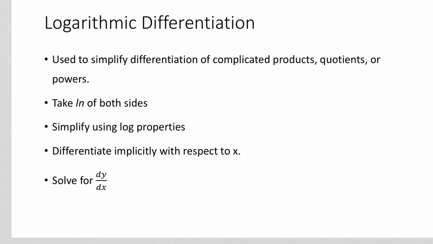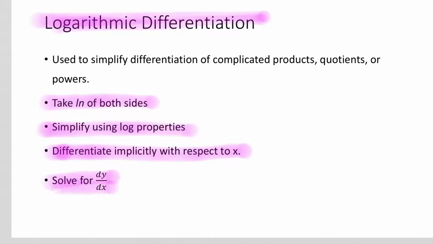So the next tool we have in this unit is called logarithmic differentiation. So this is used to simplify differentiation when we have a complicated product, quotient, or power. So what we do is we take the natural log of both sides, and then we'll simplify if we can using our log properties, and then we'll differentiate implicitly with respect to x so that we can then solve for dy dx. So let's try this.